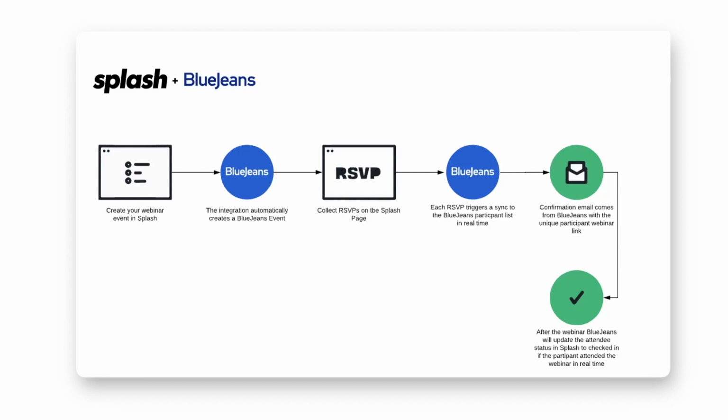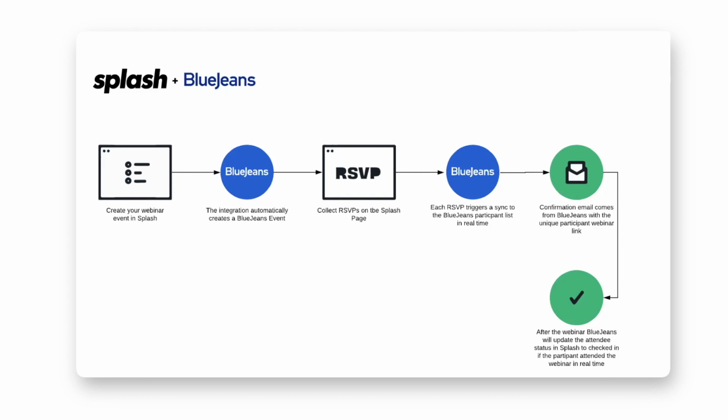Fast forward a little bit, and now let's say you're hosting your webinar. The integration in real time will change everyone's Splash status to checked in as they join the webinar. So call it, I don't know, the first 15 minutes of the webinar as people start to trickle in, those statuses will get flipped along with a timestamp. So you can see exactly when all of your attendees actually joined.